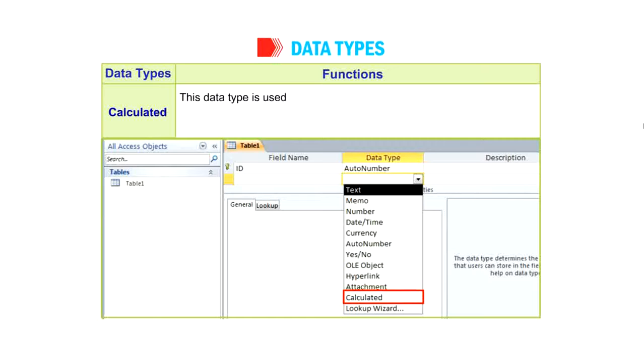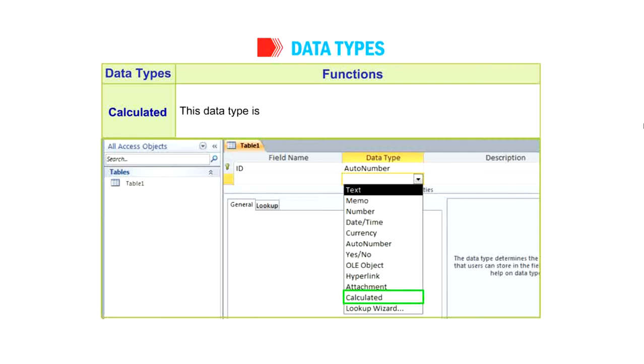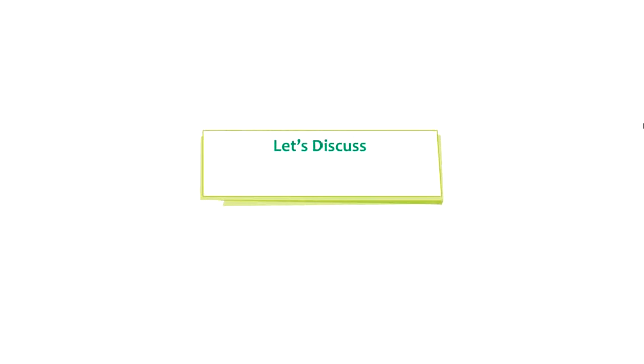Calculated. This data type is used when a user creates table fields that calculate values. The calculations can include values from fields in the same table as well as built-in Access functions. This data type is used mostly in case of queries, forms, and tables. Rich text. Text or combination of text and numbers that can be formatted using color and font controls. Okay, before we move further, let me know the difference between text data type and memo data type.